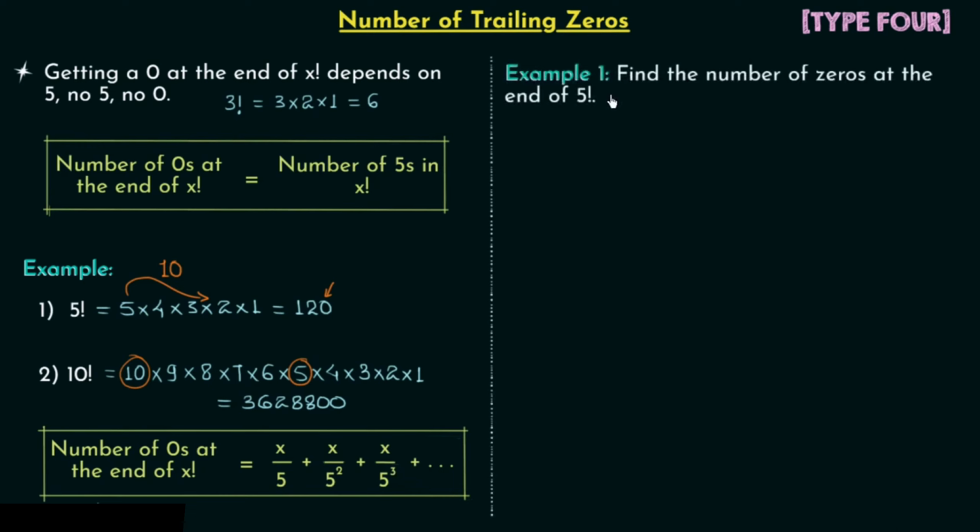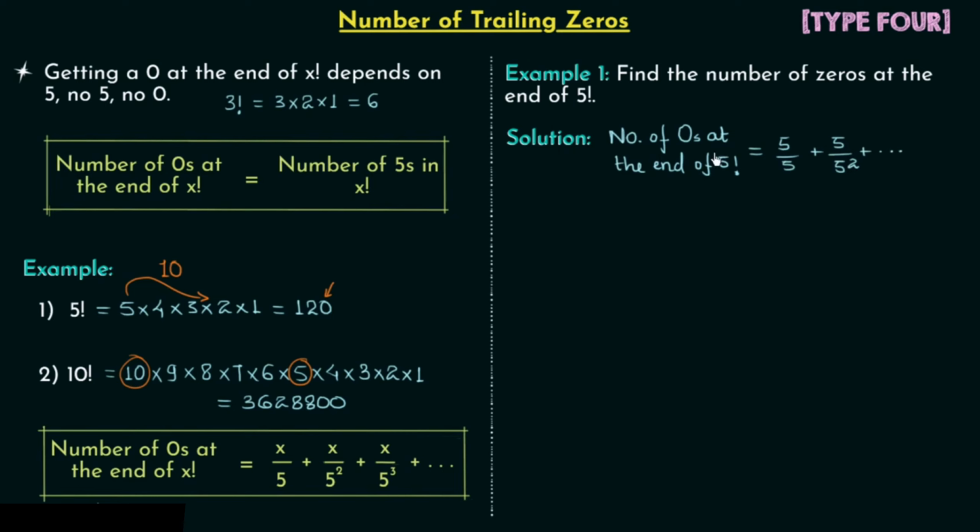In example number 1, we need to find the number of zeros at the end of 5 factorial. We know at the end of 5 factorial we have one single zero. So let us check if this formula gives us the same answer. So the number of zeros at the end of 5 factorial is equal to 5 divided by 5 plus 5 divided by 5 squared plus so on.